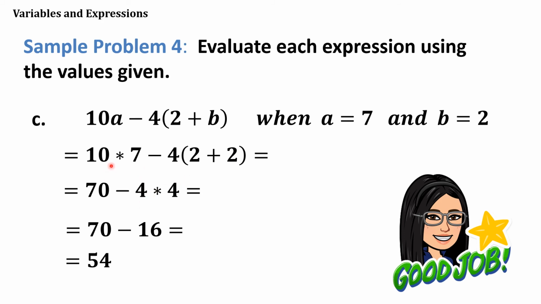Then I multiplied my 10 and my 7, it was a 70. And then I multiplied that 4 with what I had in that parentheses, that was 4. So I also multiplied it there. And then I did my subtraction. So if your answer was 54, then good job.